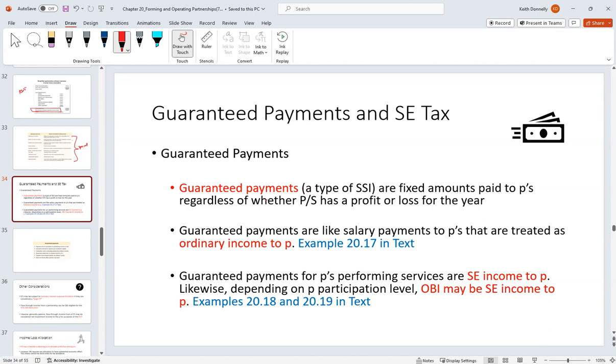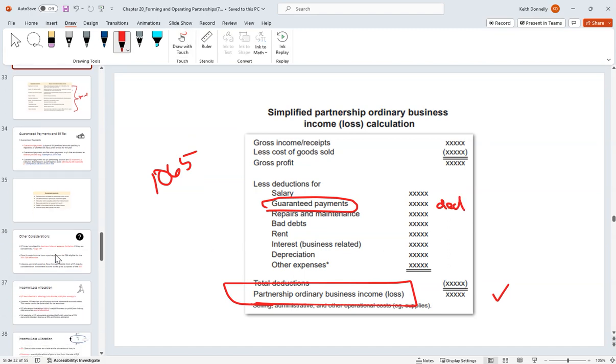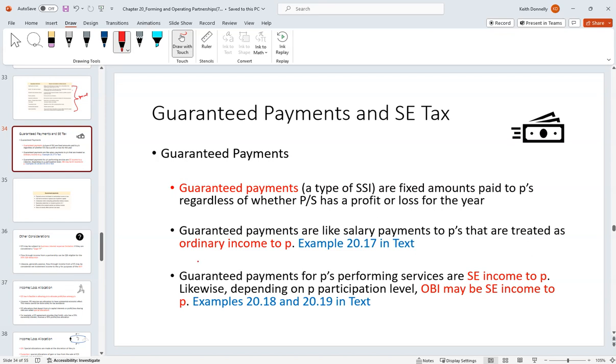Likewise, if you look at how they calculate the ordinary business income or loss, you get a deduction for it on the 1065. So that's the idea with guaranteed payments. What are they? They're separate from a salary, but they are a way to compensate our owners. And how do they work from a tax perspective? Well, it really depends.